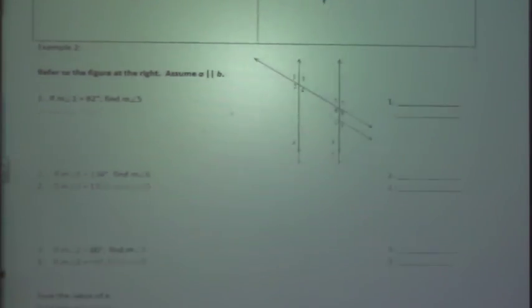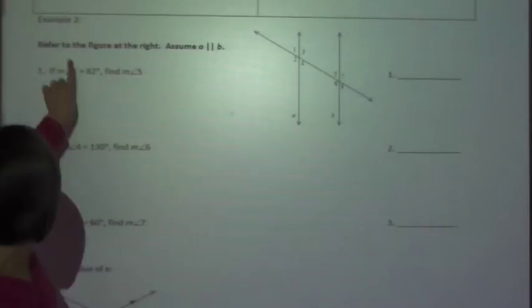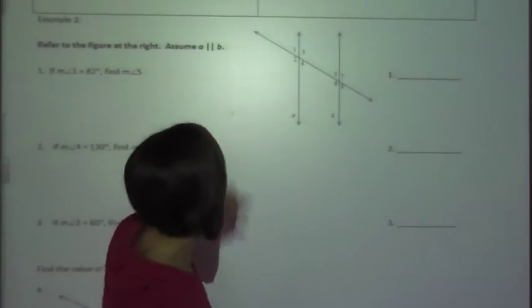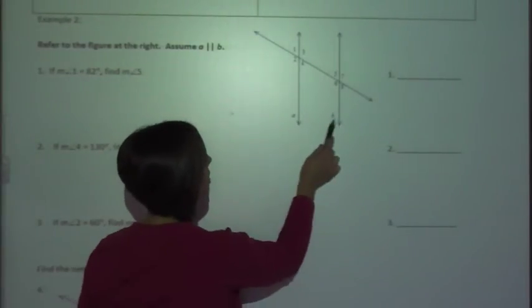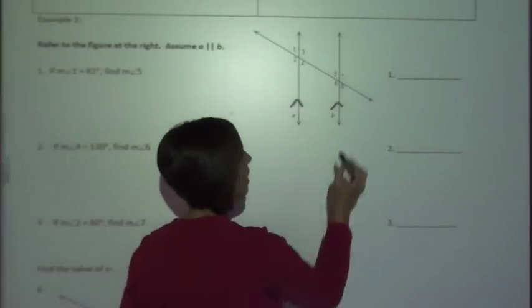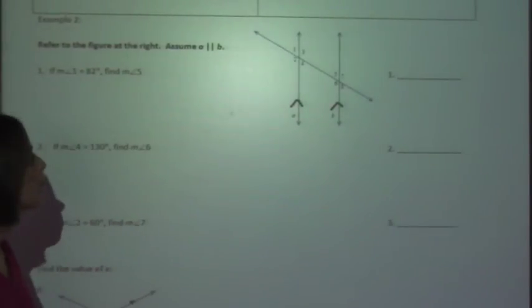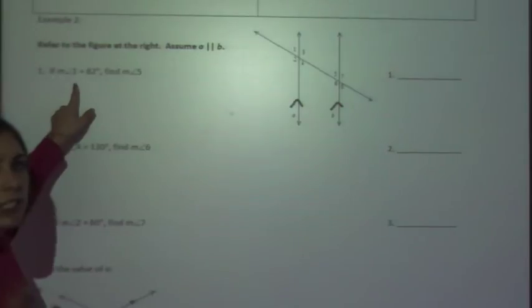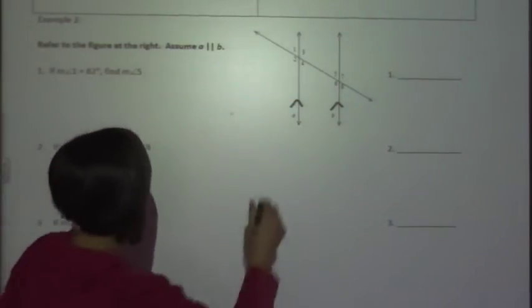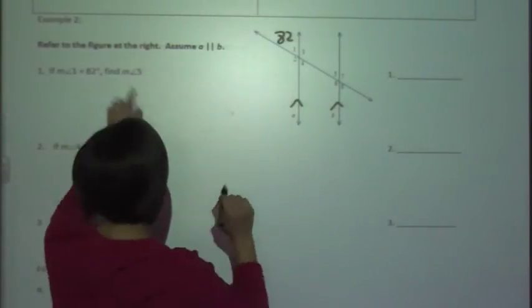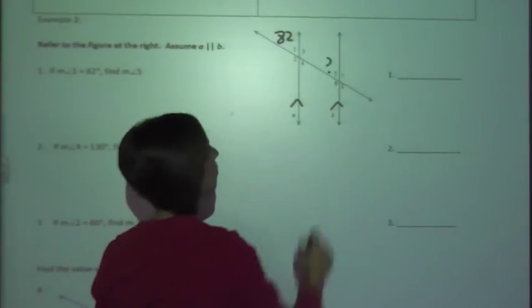All right, let's do a little practice with this and see if you understand. It says refer to the figure at the right and assume that A is parallel to B. So here's A, here's B, and I'm just going to make my little arrows so we know that they're parallel. And I want you guys to pause your video and let's see. If angle 1 is 82, how do I find the measure of angle 5 here?